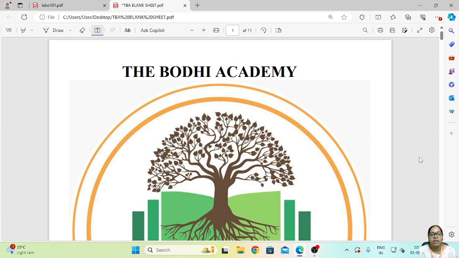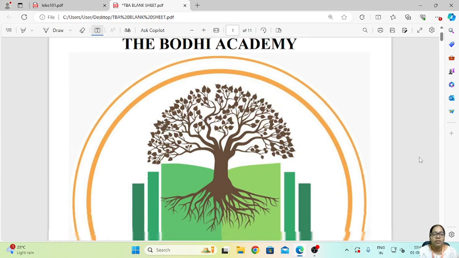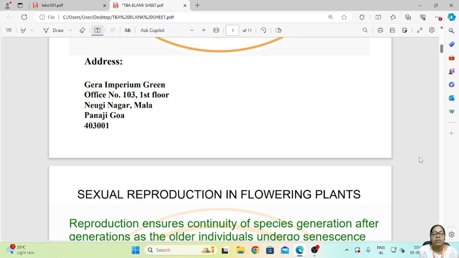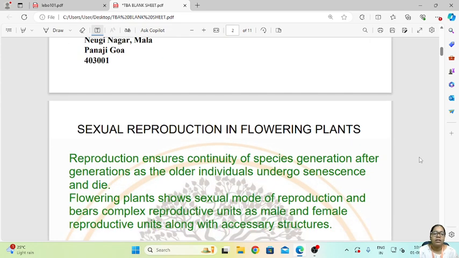My name is Shrutika, and today let us start with a new chapter from Standard 12, that is sexual reproduction in flowering plants. So, what is reproduction? Reproduction ensures continuity of generation after generation. As the older generation undergoes senescence and dies, flowering plants show a sexual mode of reproduction and bear complex reproductive units as male and female reproductive units, along with accessory structures.